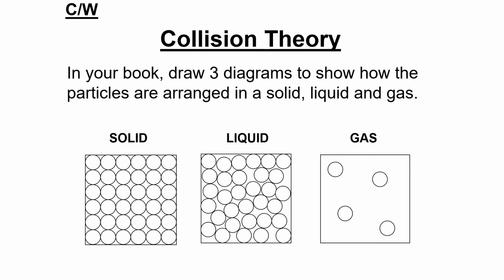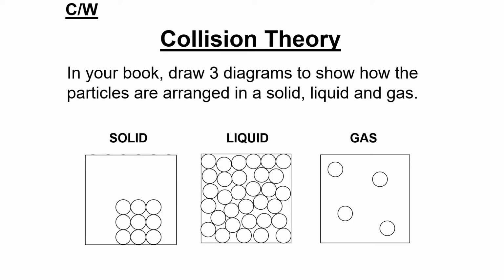Now we can also simplify the drawings a little bit. As I said, we don't have to draw the particles really small. You can get away for a solid with just drawing 3 rows and 3 columns, so 9 circles would still be a solid. Some exam questions will allow 6, but 9 is your best bet. And as I said before, make sure that it is on the bottom, it's touching the bottom of that box, because solids will sink and they will sit on a surface.